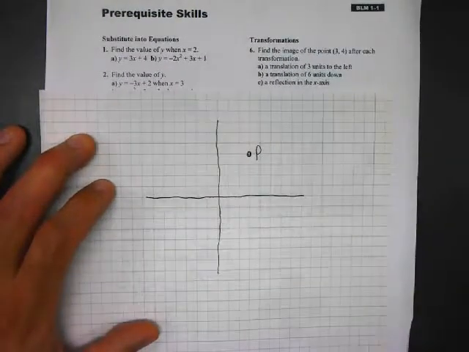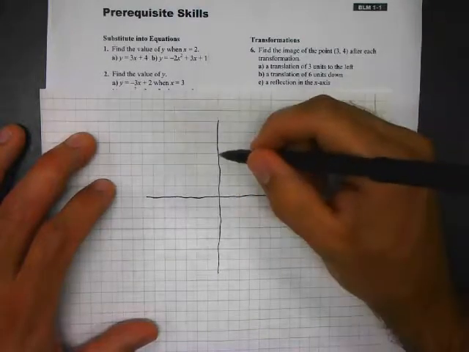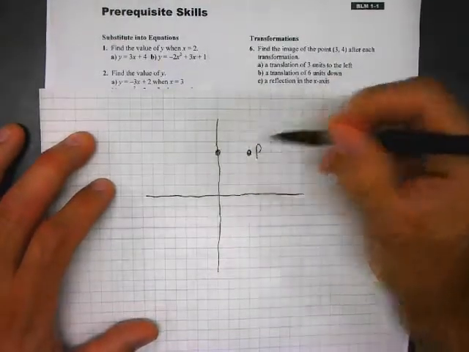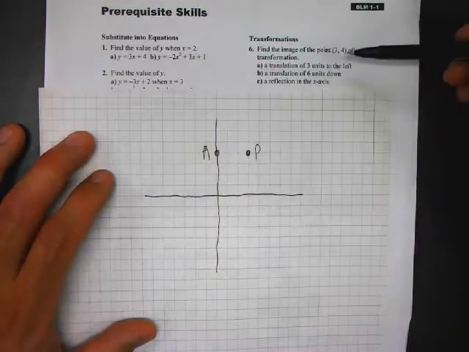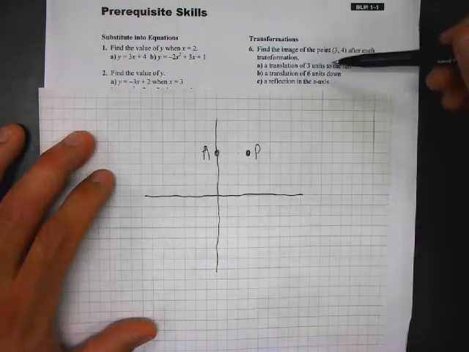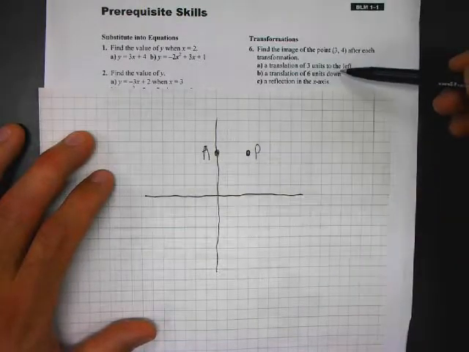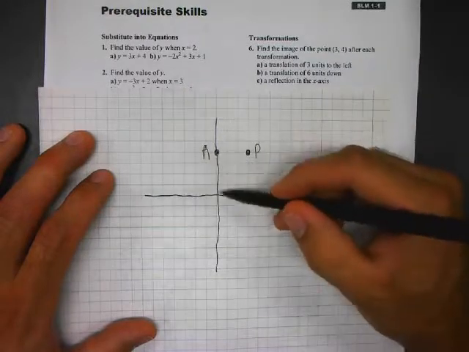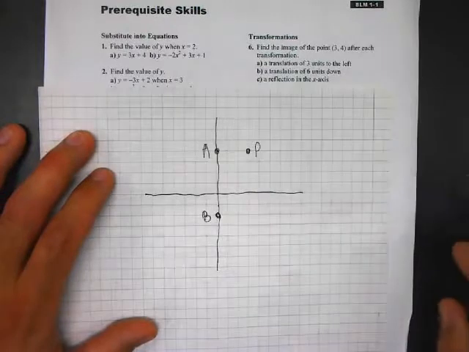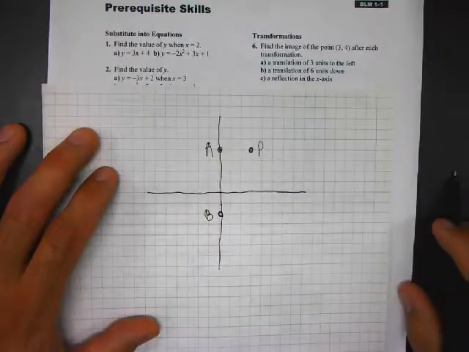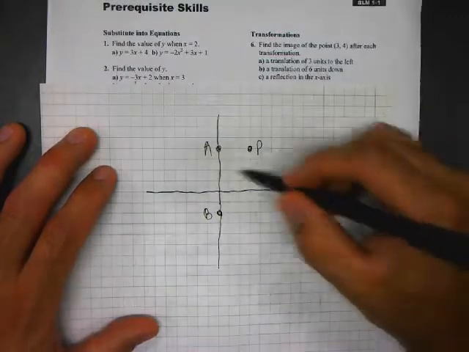Okay? For part A, it wants us to move it 3 units to the left. Okay, move 3 units left. 1, 2, 3. That's point A. Then we're going to take that point. I'm going to assume they want us to move the point we just moved. So we're going to move it 6 units down. So that's 4, 5, 6 right there. That's point B. Then they want us to reflect that in the x-axis, so we're going to reflect it over and put it here.